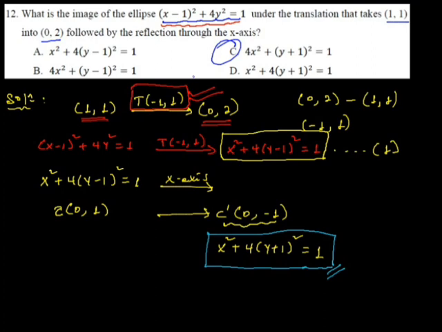Okay, don't forget that we did two things at a time. We translate the given ellipse by this translation vector. Okay, then after we translate it, we get this one. Then this ellipse is reflected on the x-axis. Reflection on the x-axis will give us this ellipse.